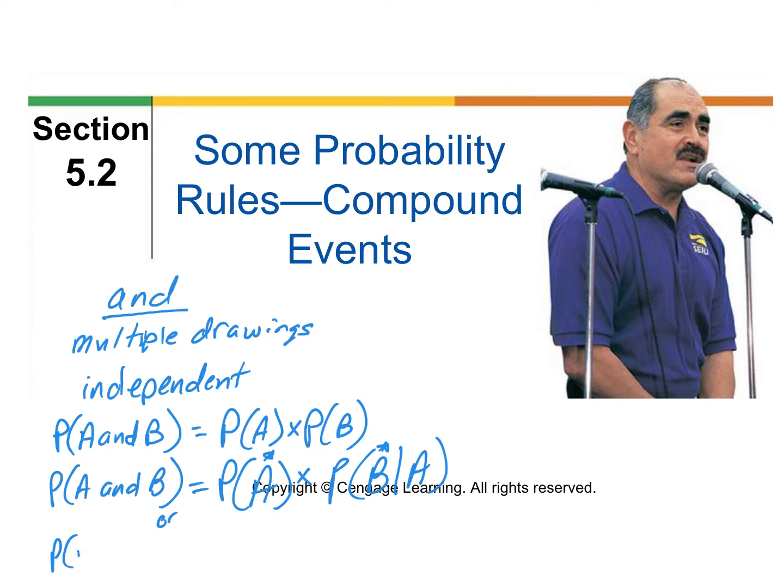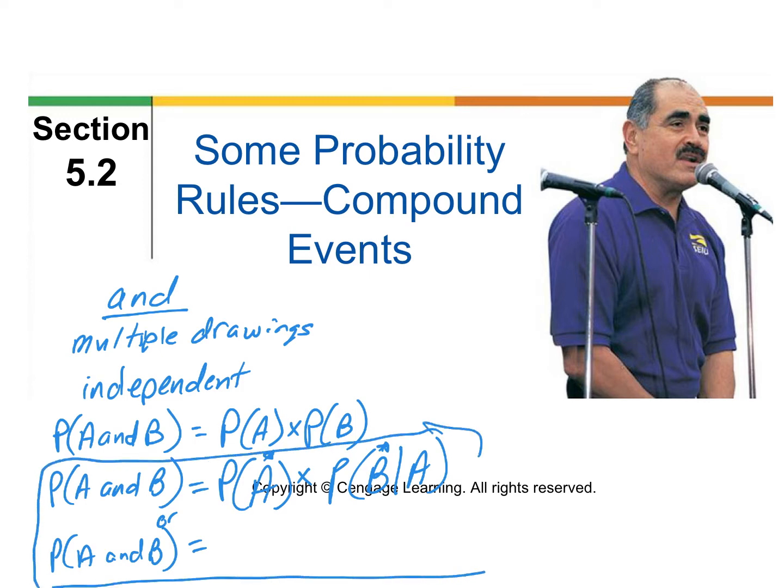Or the probability of A and B, this is the same. These two that I'm writing right now are exactly the same. It is the probability of B times the probability of A given B. And it's funny, all three of them are kind of the same, right? You won't even know which one you're using per se.